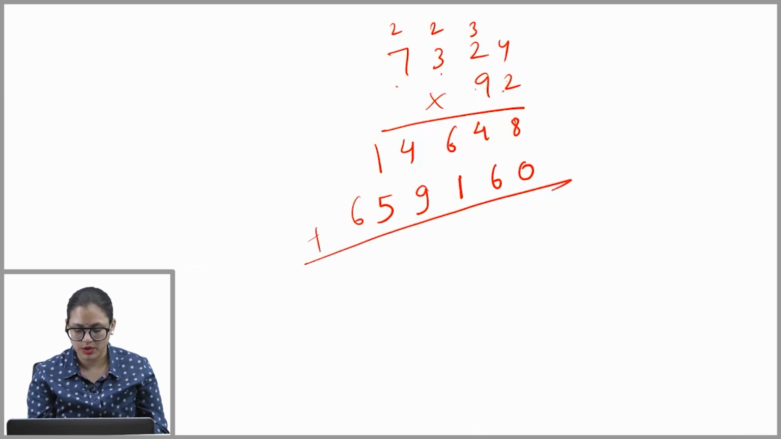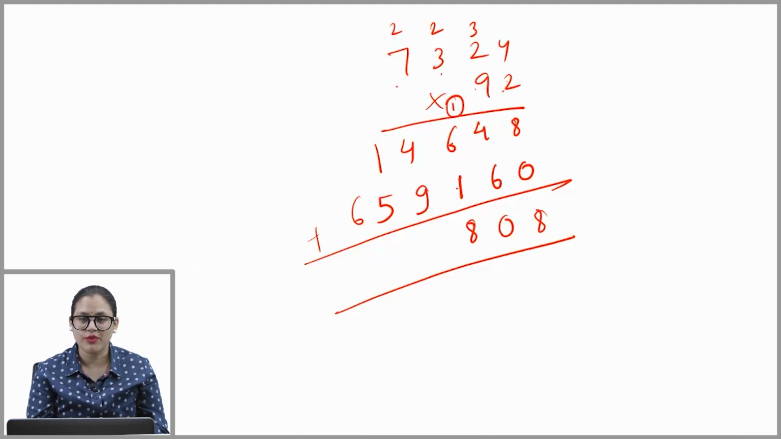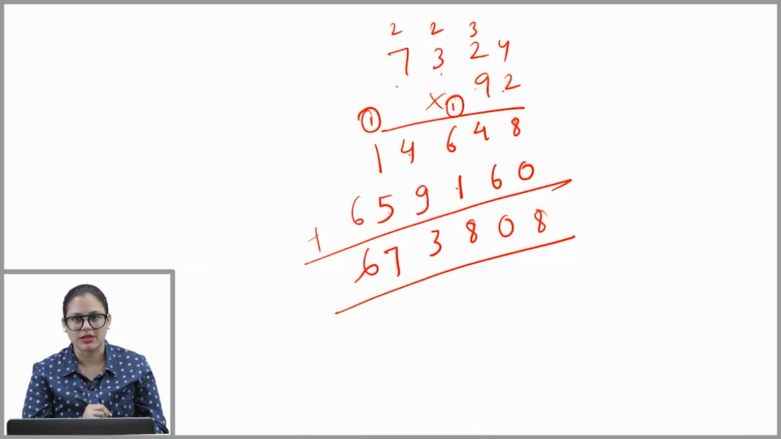Now add the products. 6 plus 4, 10, 1 carry, 6 plus 1, 7 plus 1, 8, 9 plus 4, 13, 1 carry, 5 plus 1, 6 plus 1, 7 and 6. So this is the product. Okay.